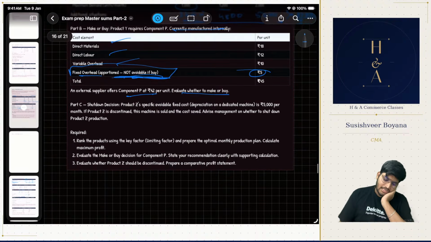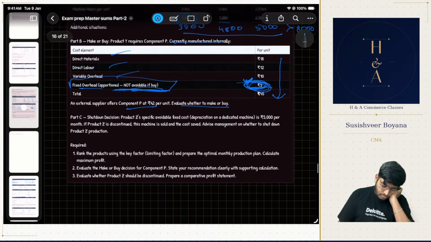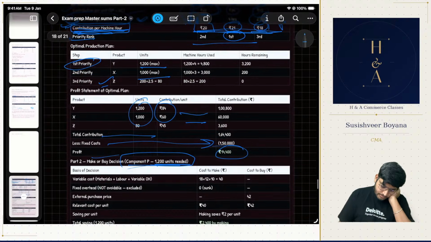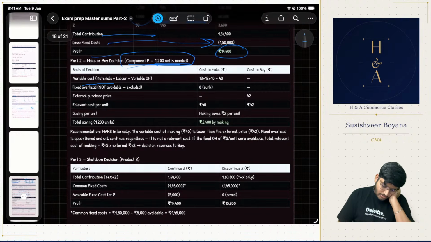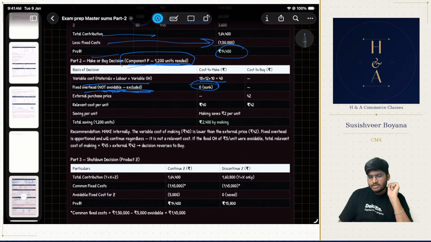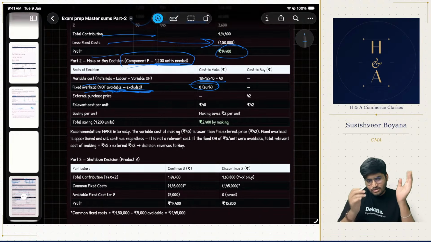So what you do is you calculate the contribution per unit, right? Irrespective of this, you're getting this product. Okay, actually, you reduce this, so we get 40. Variable cost is 40, fixed overhead is not avoidable, so excluded. So what is sunk cost? Sunk cost is an irrelevant cost, sir. That cost will be incurred irrespective of making a decision or not. Irrespective of both decisions you go for, you have to incur that cost.